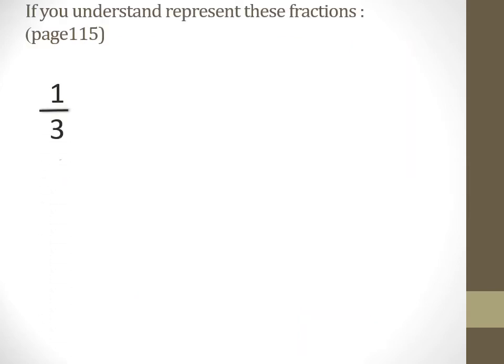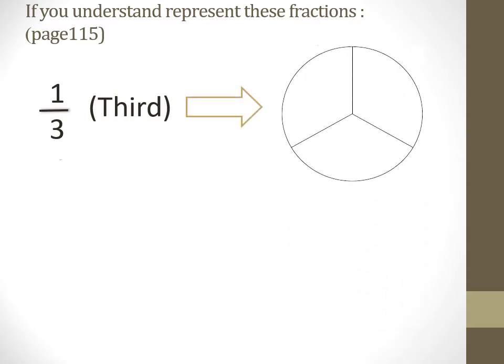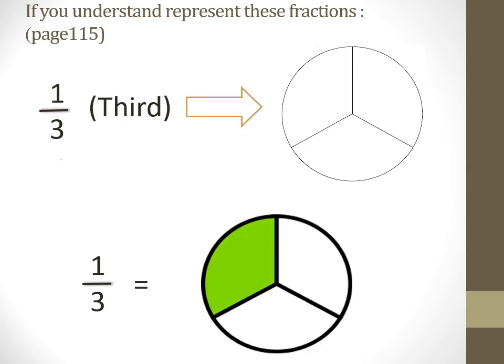Who can read this fraction? Very good, 1 over 3 or third. Okay, now we have a circle and we want to represent this fraction. What will we do? We know 1 over 3 means one part of 3 equal parts. Okay, so I color one part from 3 parts equally.